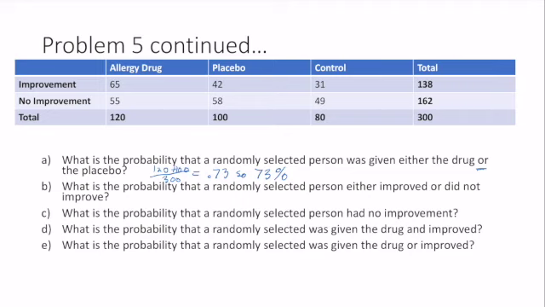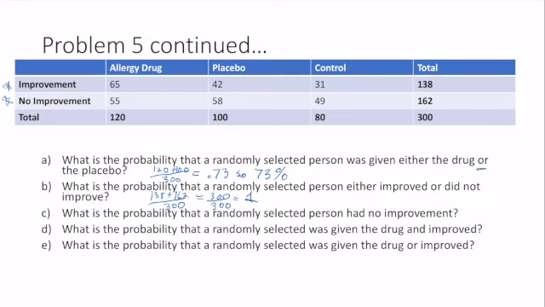What's the probability that a randomly selected person either improved or did not improve? Well, those who improved was 138. Those who did not improve was 162. That's all out of 300. Now, we only had two options. You either improve or you don't improve. So that gives us a probability of 1.